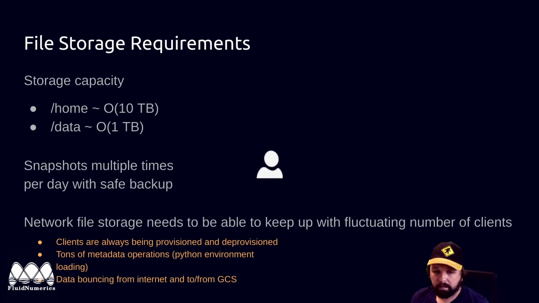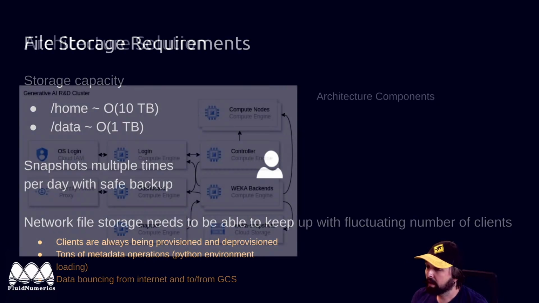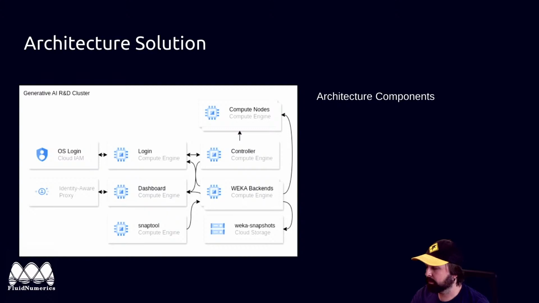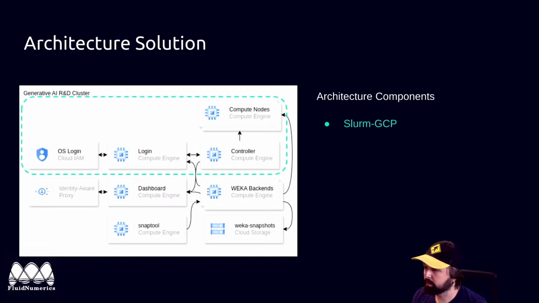The WEKA file system, honestly, in our opinion, kept pace, particularly with the metadata operations after a bit of tuning. So all the stuff that we have here, I'll summarize what the architecture is that we landed on. This is what we end up deploying through that simple blueprint that we've provided. We have 3 components. You have Slurm-GCP, which consists of this login node that people use to actually access the cluster, a controller where the Slurm controller daemon and Slurm database daemon run, and then you have all the compute nodes where the actual work is done.